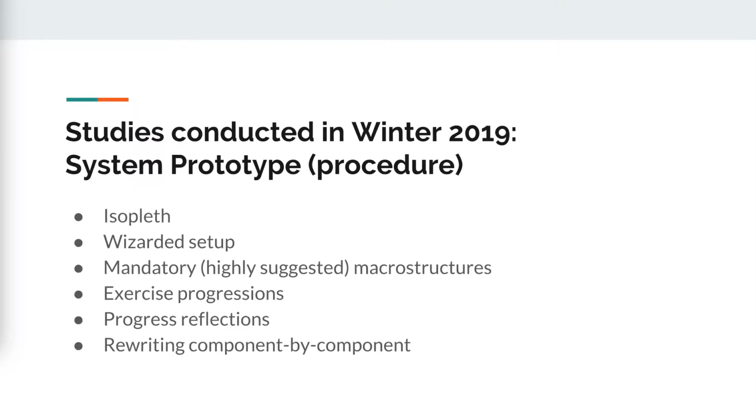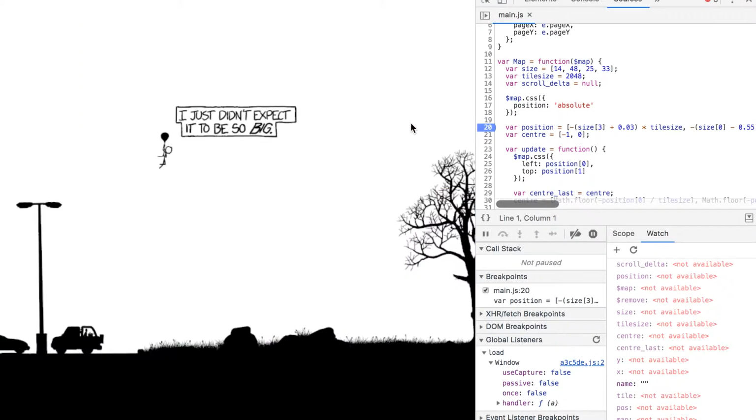So most recently, I've been working on system prototyping, like I said, and using a combination of isopleth, macrostructure exercises, and microstructure, or more line-by-line, really granular exercises, I've constructed a system to scaffold learners to recreate XKCD. I'm doing this actually on a slightly modified example of XKCD that removes a lot of the CSS logic, which I can show you here.